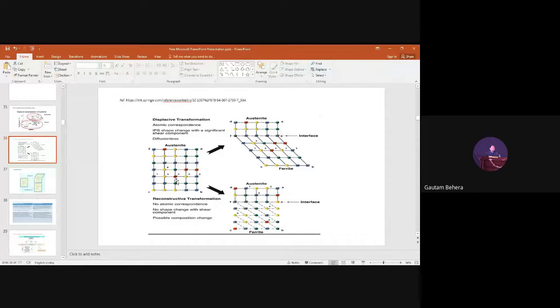Just look at this one. This is the austenite phase, right? Red, blue, yellow are atoms. Some are carbon atoms, some are iron atoms, some are substitutional alloying elements. So you can see, 1, 2, 3, 4, 5. Just look at when there will be a displacive transformation and when there will be a reconstructive transformation. So what is the difference you are getting? Let's look at this one.